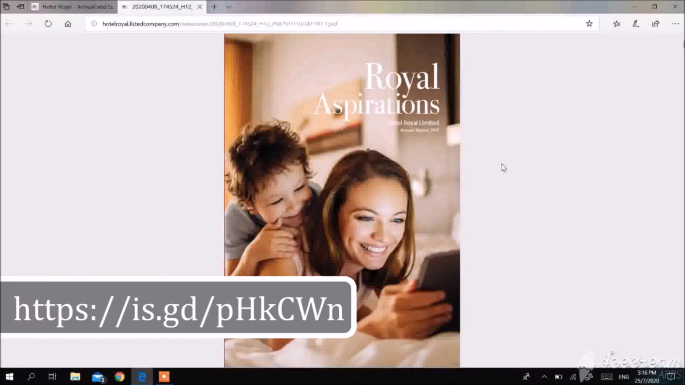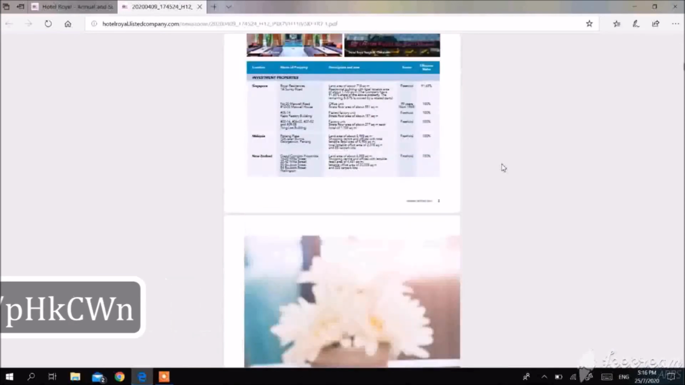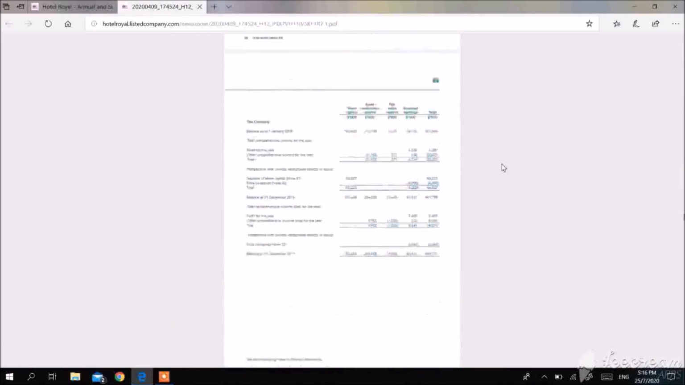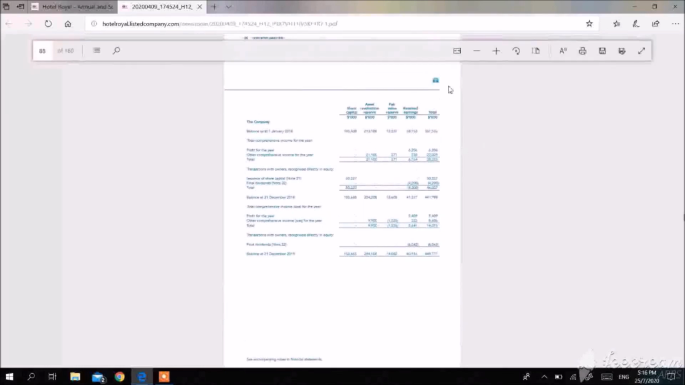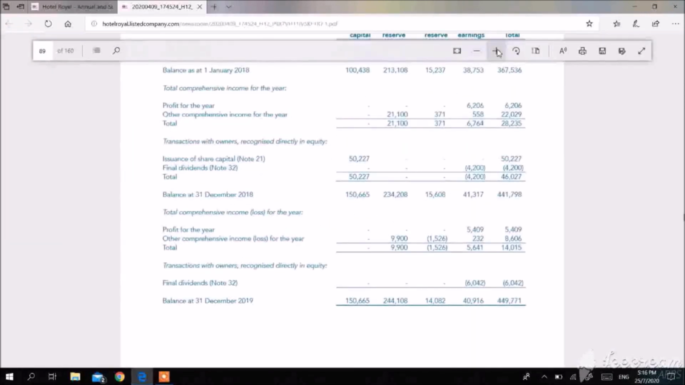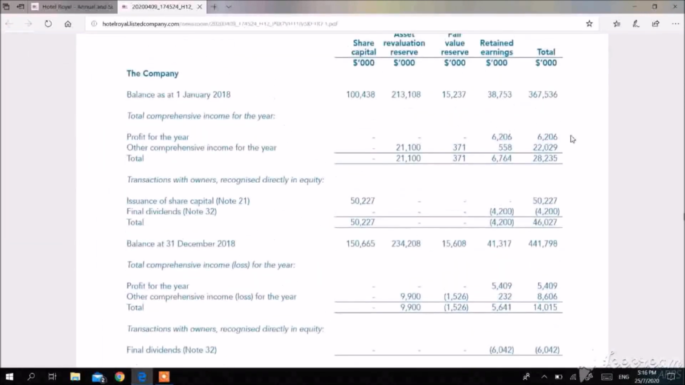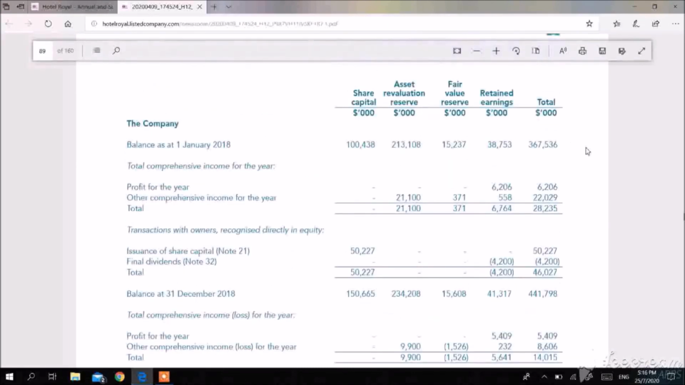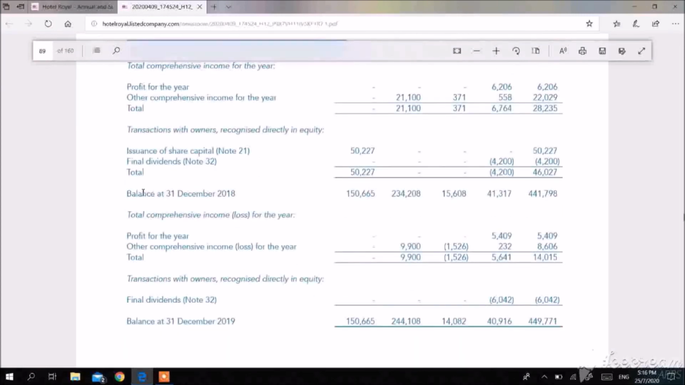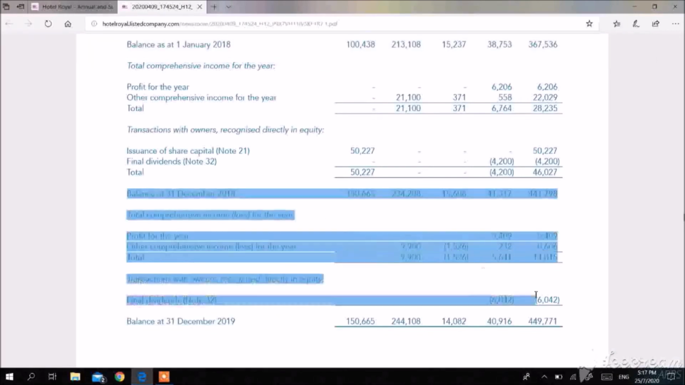Hotel Royal is a hotel located in Newton Road. Let's go to the statement of changes in equity. Here it is. Let me zoom it in because I understand it's very small. Anyway, please take note that a company is required to present comparative figures for the past 2 years. Therefore, you will see a balance as at 1st January 2018, then 31st December 2018, and another one for 2019. So we'll focus on this one here, which is for the past 1 year.